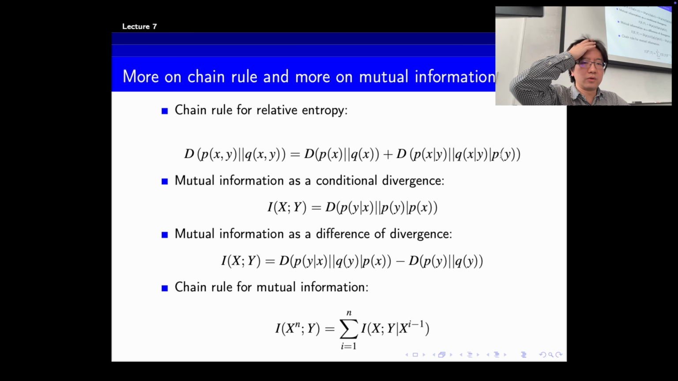Then we introduced how to write mutual information as a function of relative entropy, and how to write mutual information as a difference between relative entropies. For each of them, you may have a different understanding of mutual information. For example, given X, what is the mismatch between Py given X and Py? This is a difference between two mismatches.